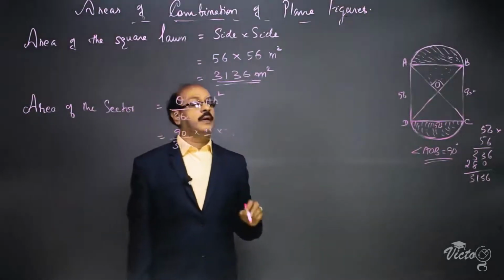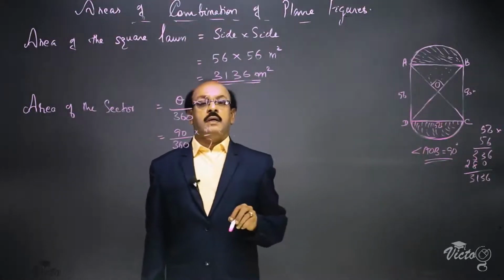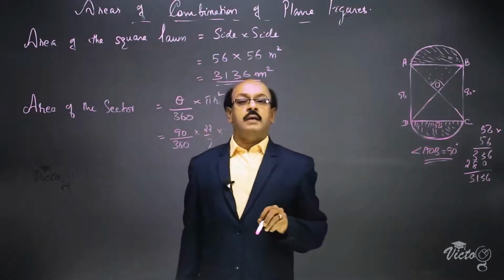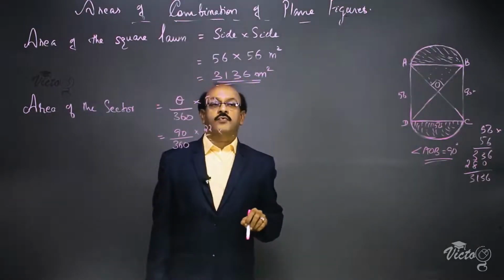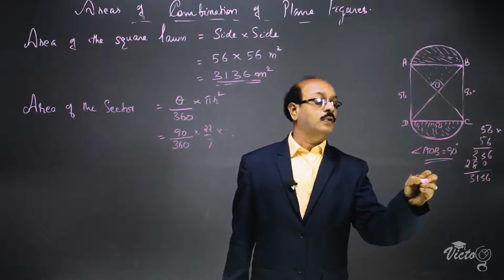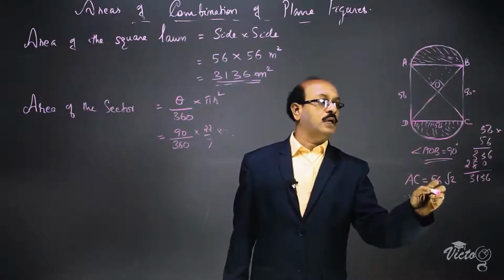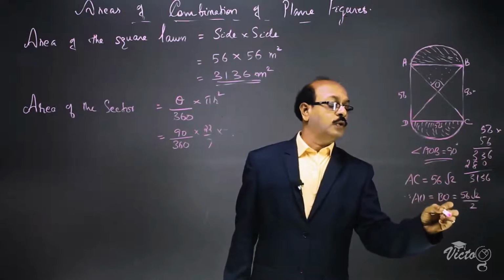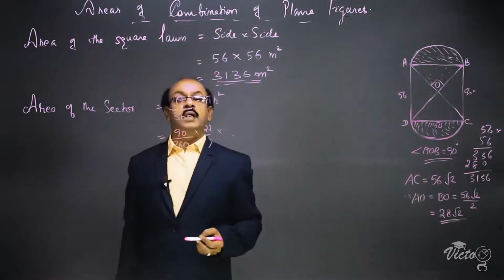Now we have to find out the radius. For finding the radius, the length AC, diagonal of the square is a root 2. If the length of one side is a, then the length of the diagonal is a root 2. Now the length of one side here is 56 meter, therefore the diagonal AC is equal to 56 root 2. Therefore, AO is equal to BO is equal to 56 root 2 by 2, which is equal to 28 root 2, the radius of the sector.